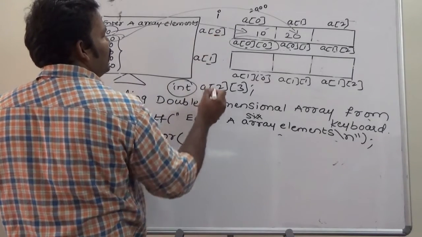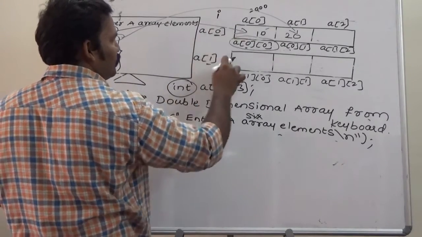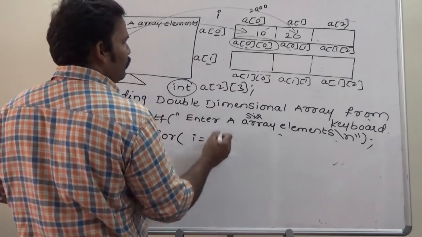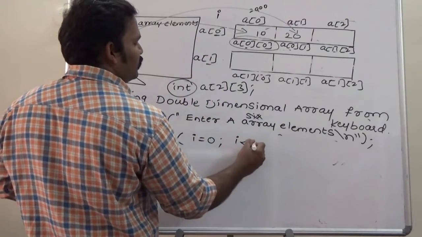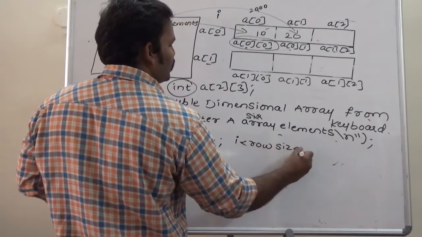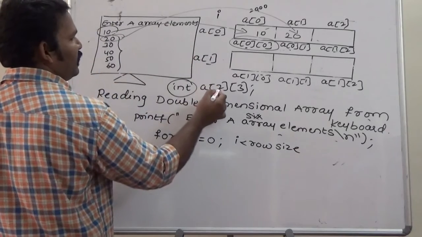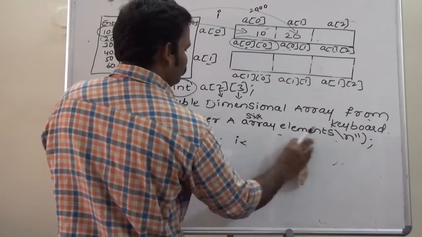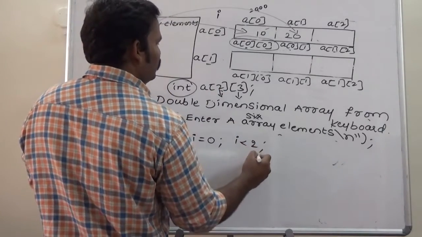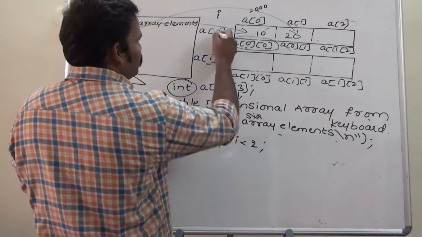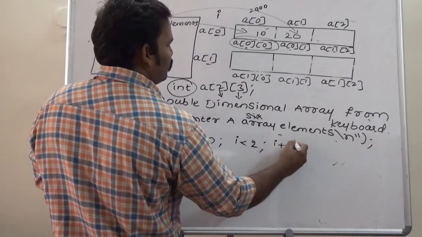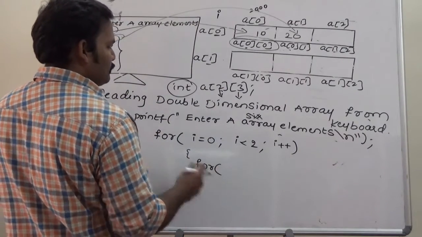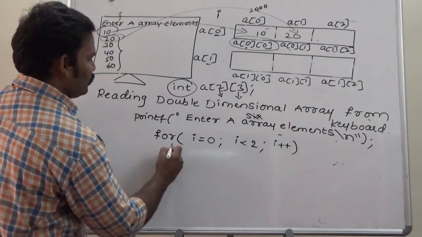First loop, for reading rows: i equal to 0, i less than row size. Here we have to specify the row size. So what is the row size? In int a[2][3], the first is the row size and the second is the column size. Row size is 2. Next step, we have to increment i. So the first for loop is completed.